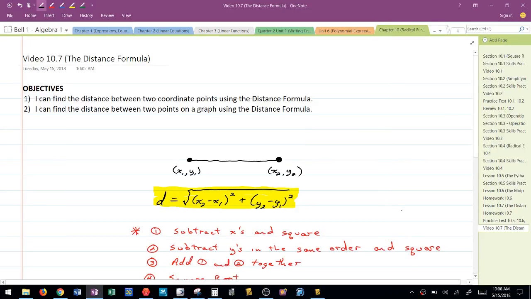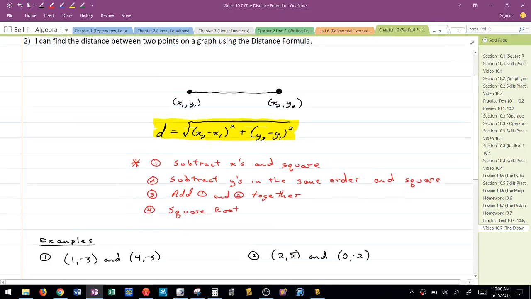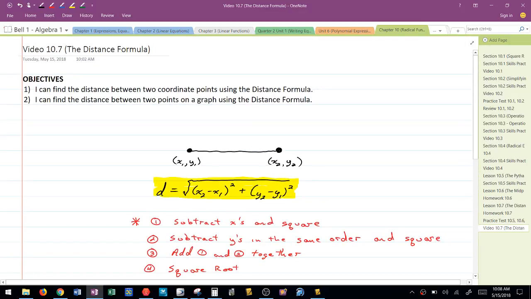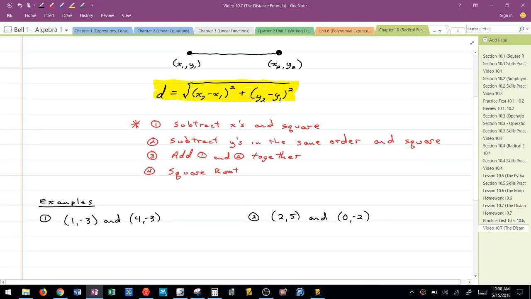Alright, so this video is for the distance formula. With the distance formula, we're going to have to be able to find the distance between 2 points, whether they give us the 2 points or 2 points on a graph. The distance formula comes from knowing two endpoints of a line segment, and then subtracting the x's, squaring that, subtracting the y's, squaring that, adding those two differences squared together, and then taking the square root.